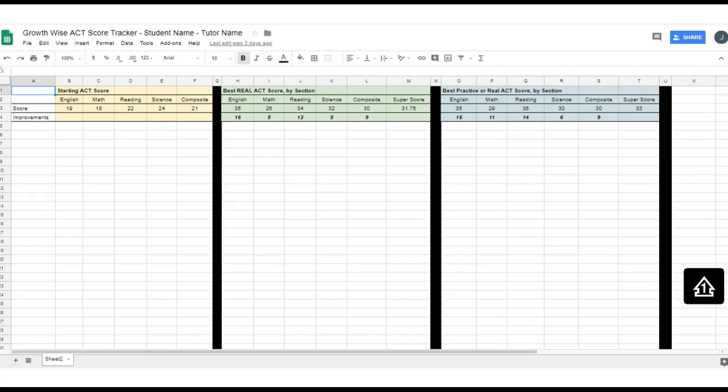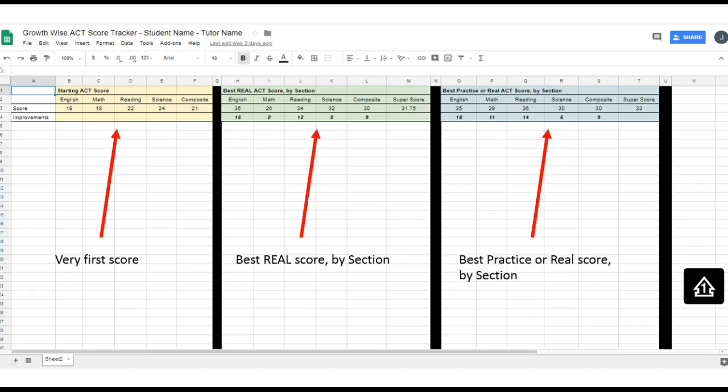Lastly, track the scores. So you're going to have a spreadsheet that looks like this. Make sure when you start with them, get the very first ACT they take and get those scores in. You want to know their baseline. When they go take a real test, you're going to put in the best score they've had by section. And week by week, as they're doing practice sections, or if they go take a real test, put in their very best section on practice section.